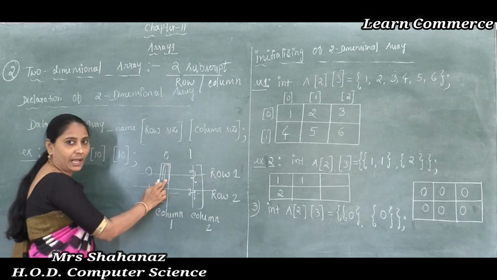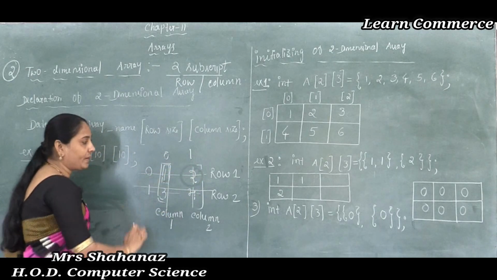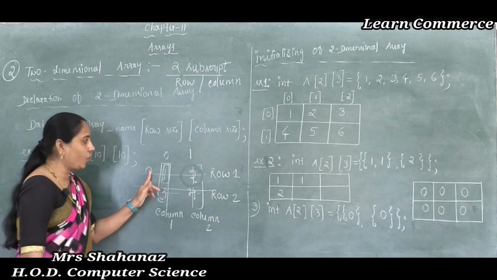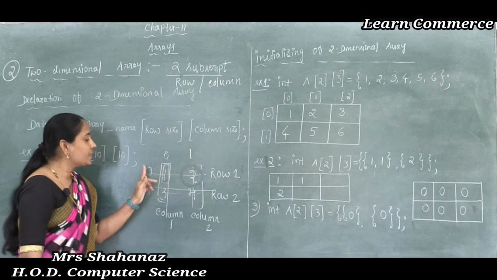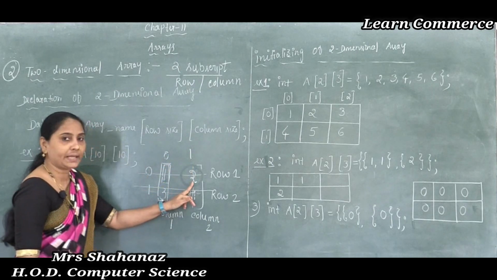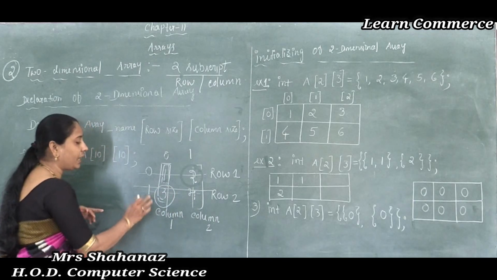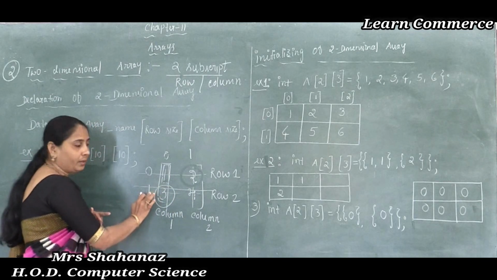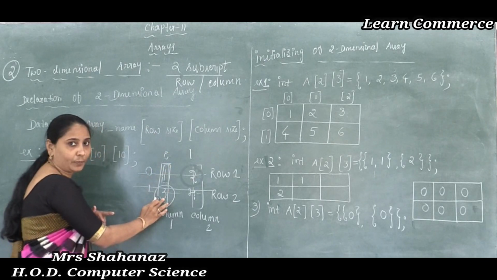Later we can access this element, and to access the element 2, I need to use the row number and column number 0, 1. That means I can access the number 2 here. To access the element 3, I need to use 1, 0. With 1, 0, I can access the element 3.